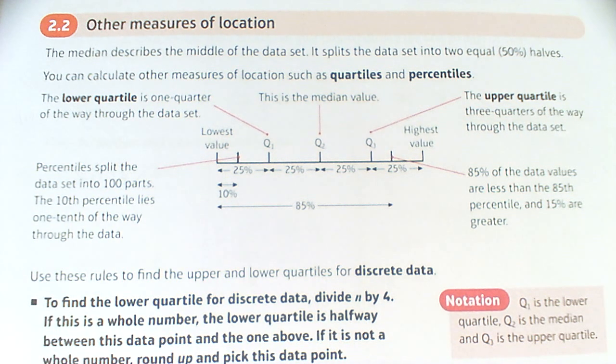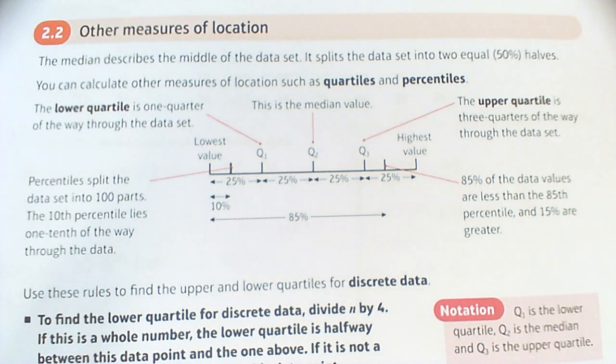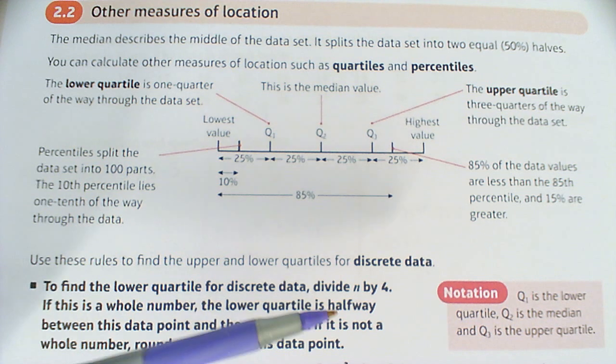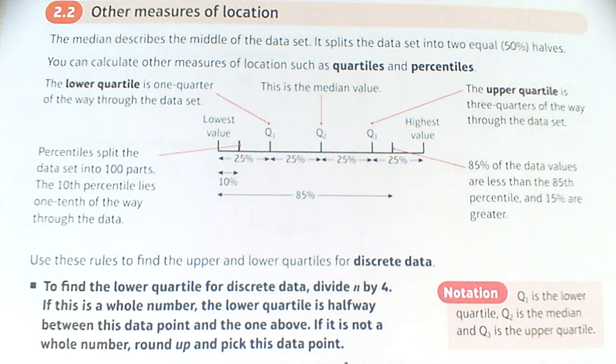We will talk a little bit more about percentiles in the next example, but for now we're going to focus on the lower and upper quartile. This definition here helps us for discrete data. If we had n bits of data, in order to find the location of the lower quartile, we would divide that n by 4. If we end up with a whole number, we need to find that bit of data and the next bit of data, and the lower quartile would be the bit halfway between those two.